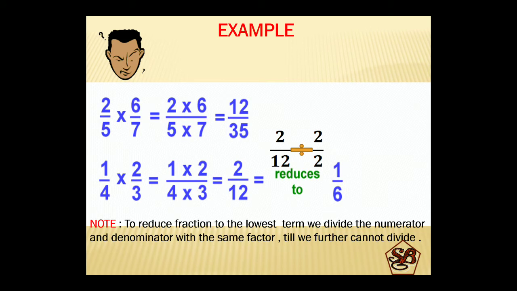To reduce a fraction to the lowest term, we divide the numerator and the denominator by the same factor till we further cannot divide.